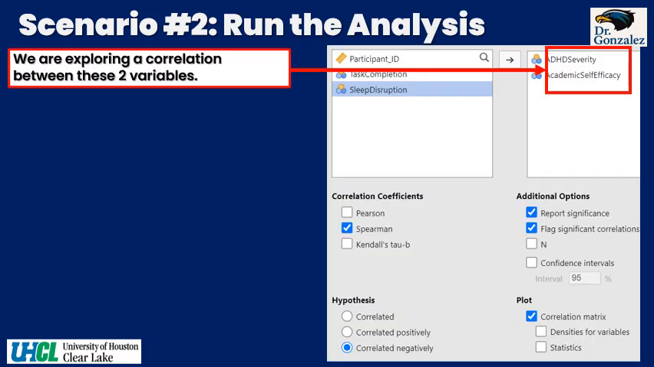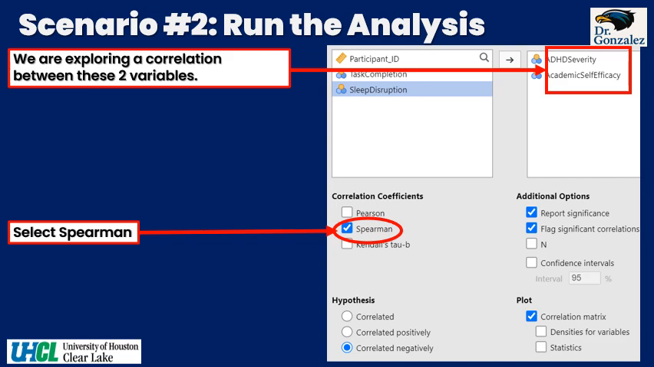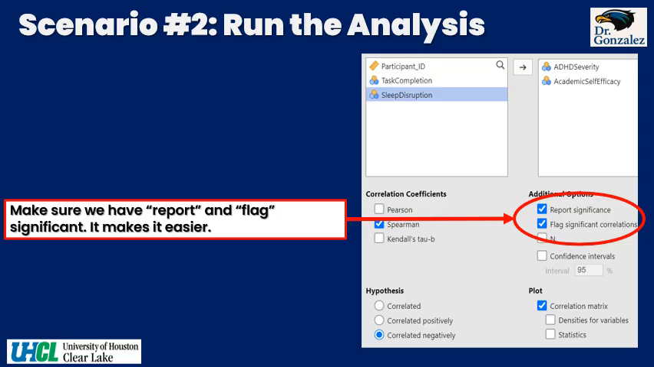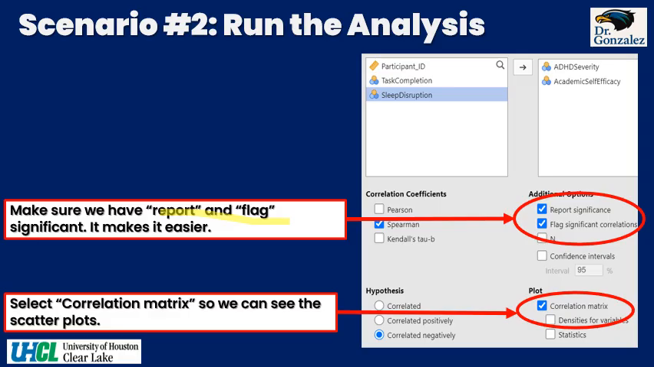Okay, so we moved over ADHD severity and academic self-efficacy. Those are our 2 variables we're looking at. Make sure there's nothing else over in the variable box. Make sure you've clicked on Spearman, and this time it's a negative correlation. It's one-tailed, which is why we're only investigating negative. Make sure you have flag and report selected so it's easier to jump out at you if there's something significant there. And make sure you've selected correlation matrix so you can see your scatter plot. And once you've already got your variables moved, go ahead and look at the scatter plot and see what you can find out.